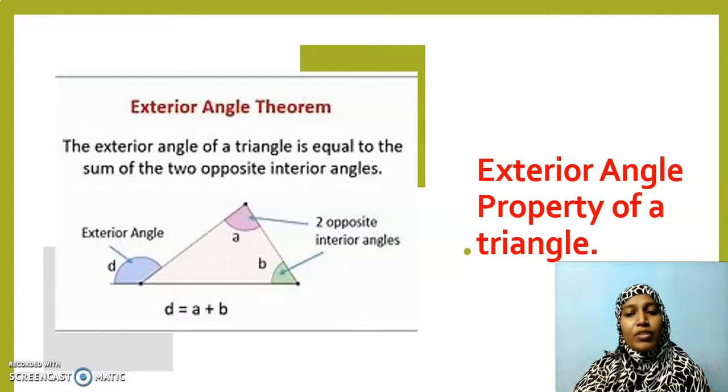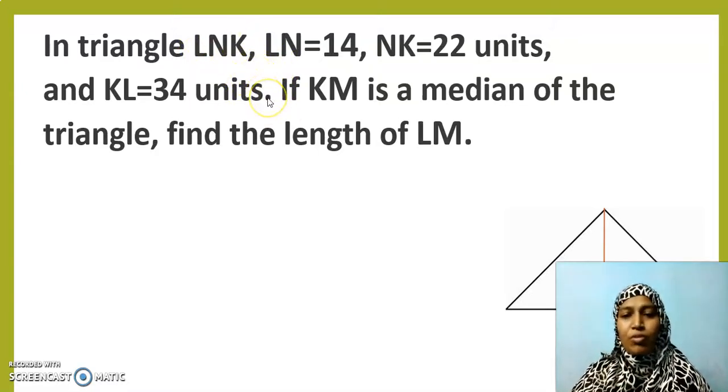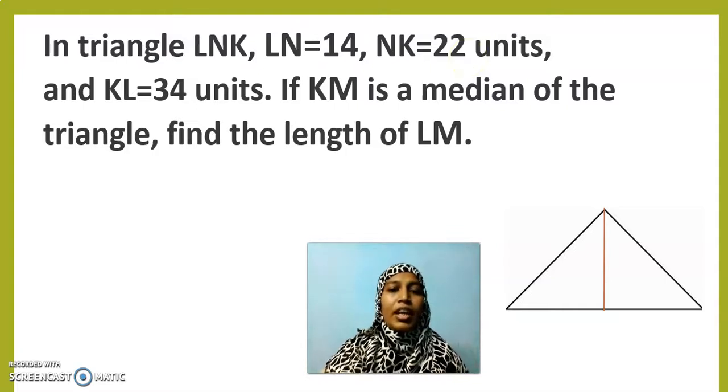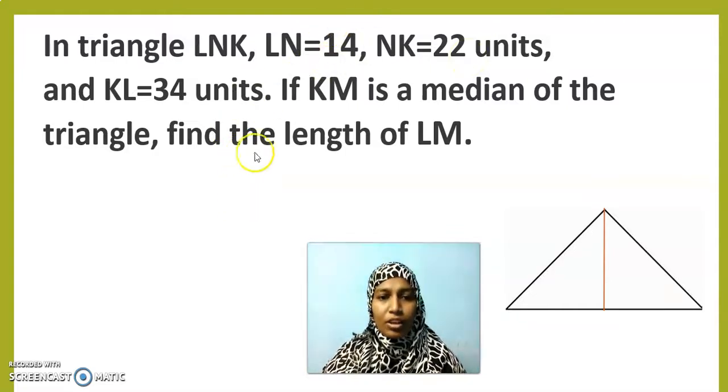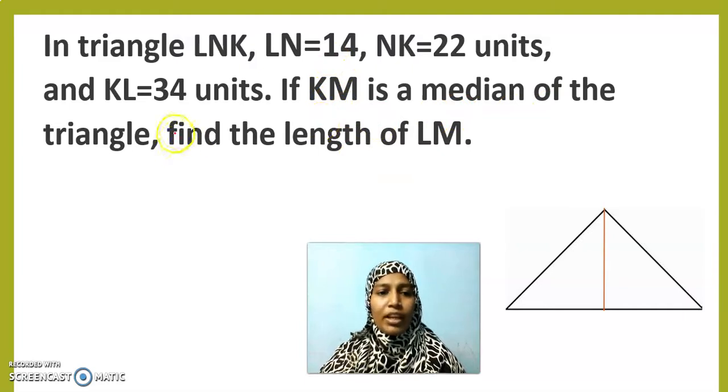And today, what are we going to see now? Yes, some application oriented problems of median. We saw problems only that were in the text, and now I have chosen a few problems outside the text. Okay children, here in triangle LNK, LN is equal to 14 units, NK is equal to 22 units and KL is equal to 34 units. If KM is the median of the triangle, then find the length of LM.